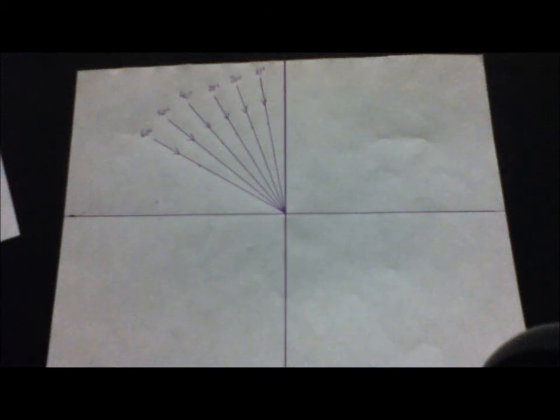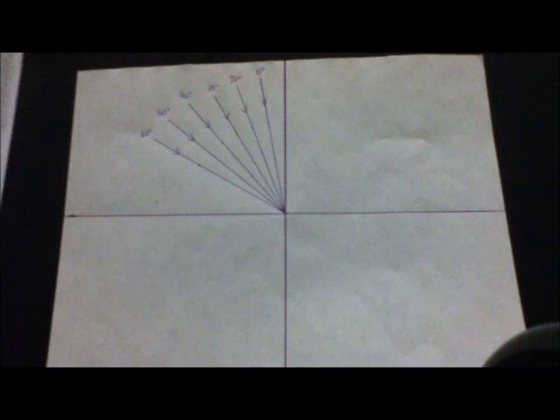Alright, this is the first video, Refraction of Light Labs Part A and B. We're doing Part A right now, where we're looking at the movement of light from air to water and analyzing the angles of refraction and whatnot.